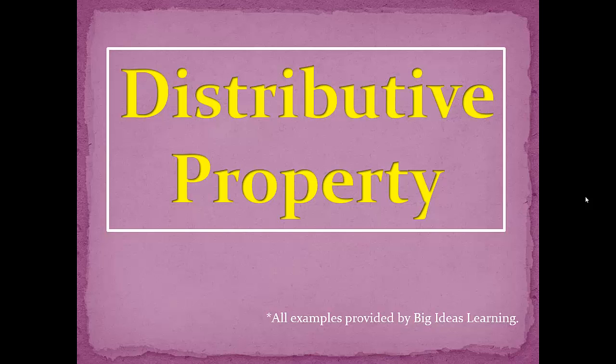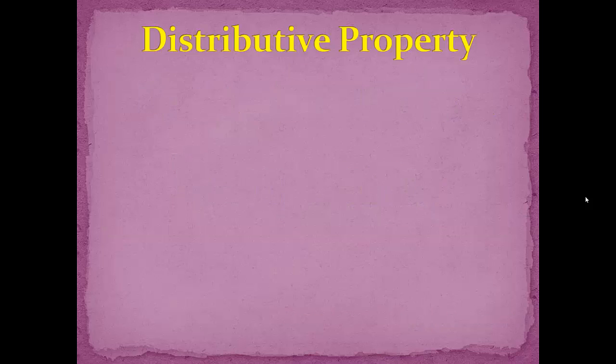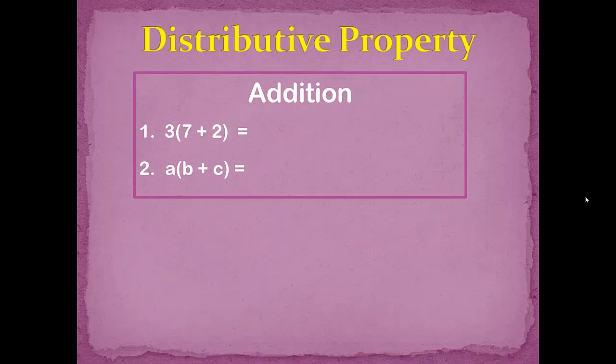Today's lesson is on the distributive property. First, we'll look at the distributive property. We can use the distributive property with addition. So for number 1, the distributive property tells us that if we have 3 times the quantity 7 plus 2, we can use the distributive property to help us solve this.